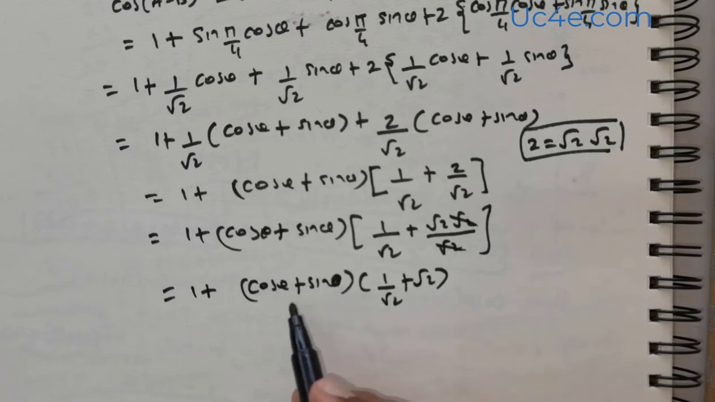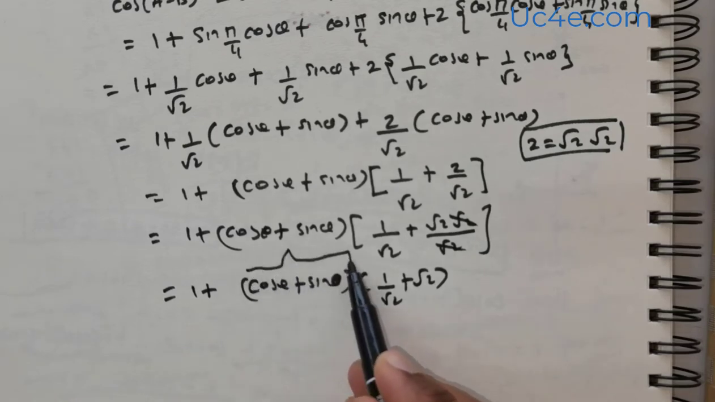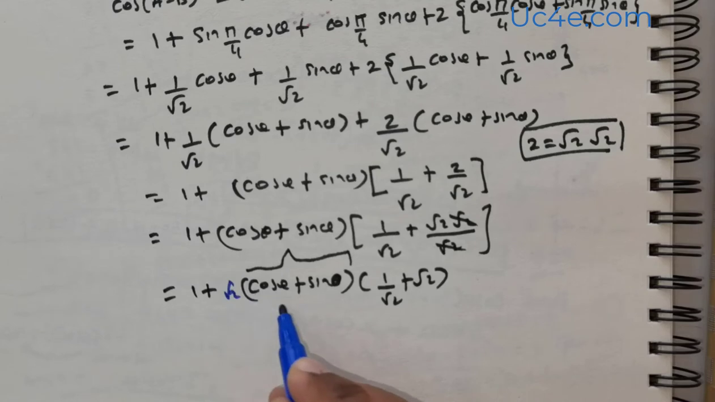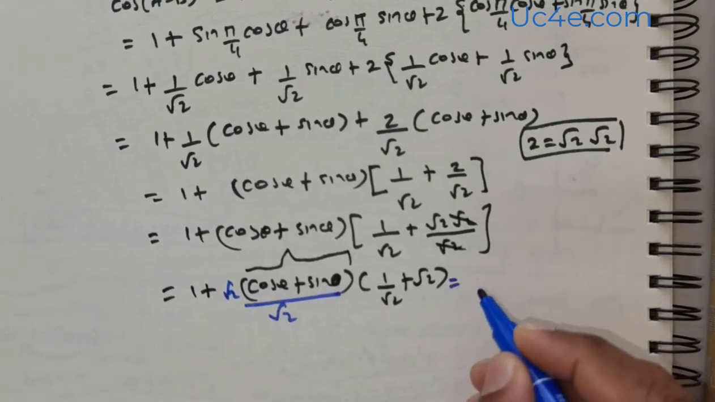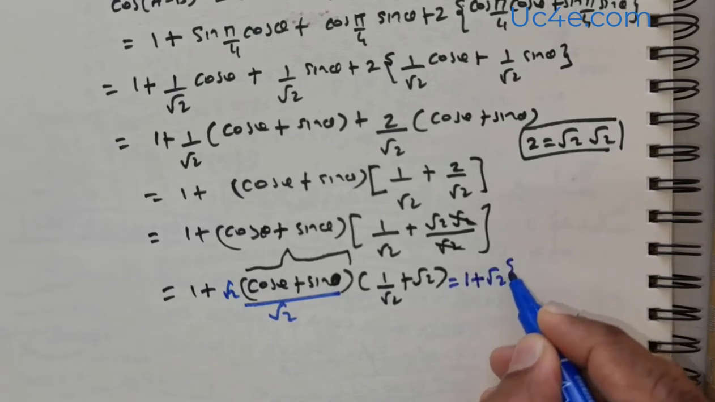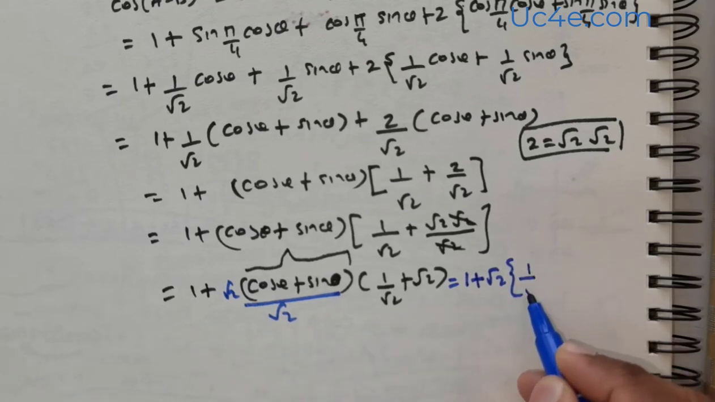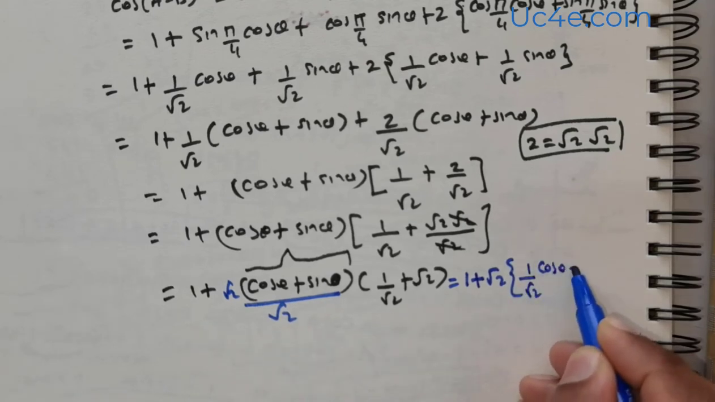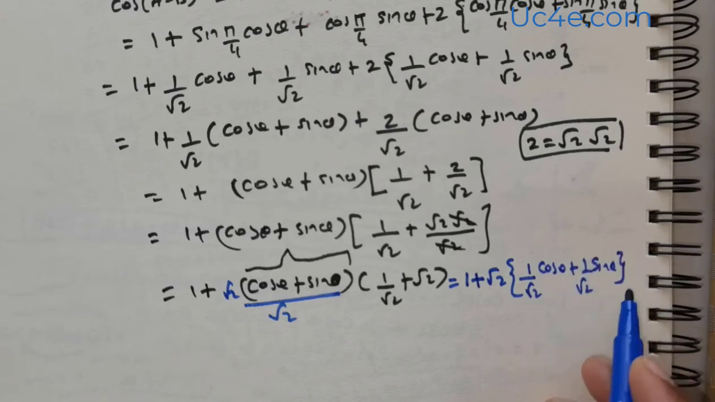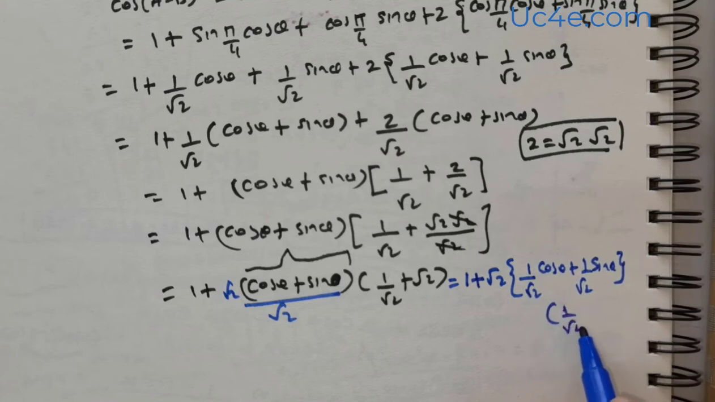Now what we need to do is we need to perform some manipulation for this cos theta positive sin theta. So what I will do is I will multiply this by root 2 and I divide this by root 2. So if I were to do that, I can rewrite this as 1 positive, I'm going to take root 2 out, I'm going to rewrite this as 1 over root 2 times cos theta positive 1 over root 2 sin theta multiplied with 1 over root 2 positive root 2. So this is what we have got.